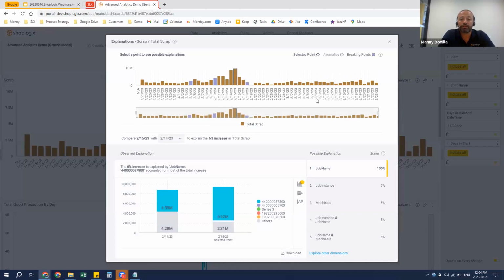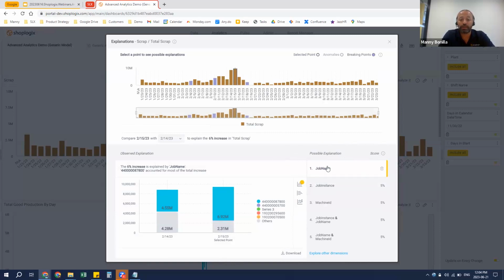The explanations algorithm will take a look and comes up with a 100% likelihood of what the explanation is. So obviously, the higher the score, the more likely that it's related to one of the correlated data sets than another one.